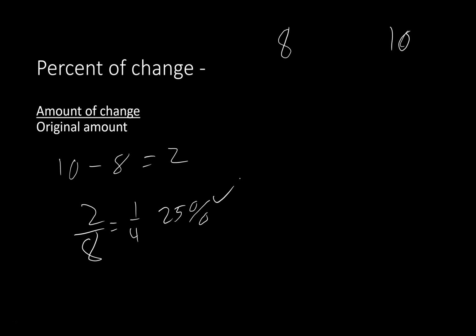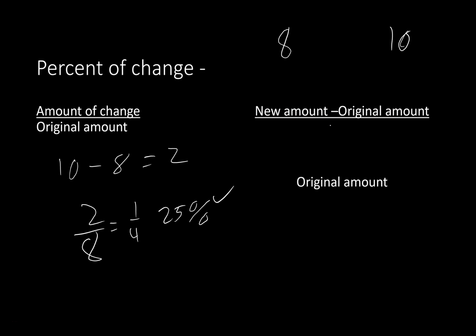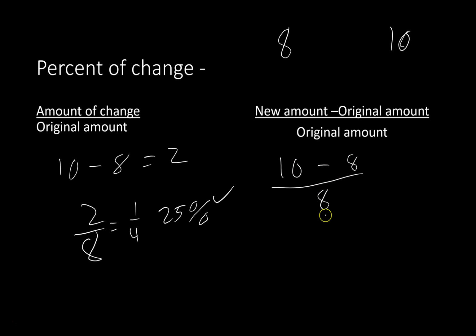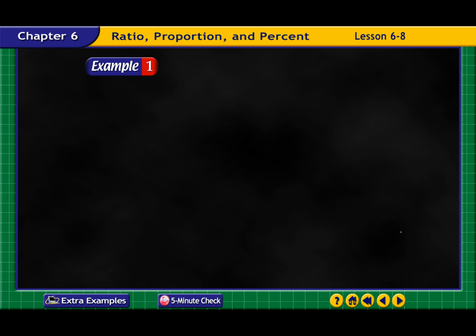I think we can do this. We'll try it out. I think you can put this in a formula. So if you take the new amount minus the original amount, and then put that over the original amount. So if my new amount is 10, and I subtract the original amount of 8, I put that over 8, that would then simplify this to 2 over 8 equals 25%. So we'll see if that all works here.